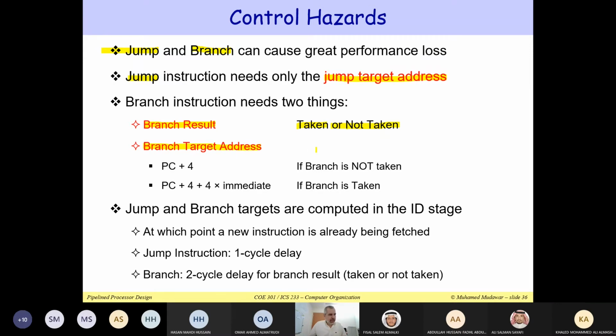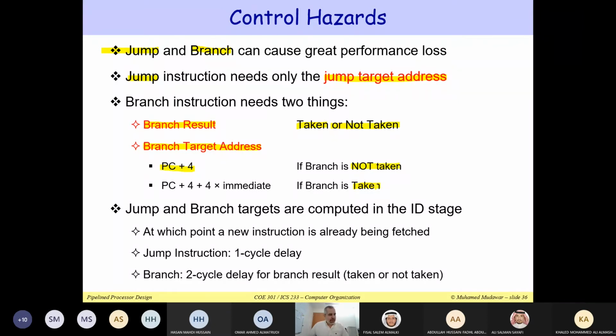We need the branch result, taken or not taken. And also I need the target address. I need to know where to branch in memory. That's the target address. If the branch is not taken, then we simply increment the PC. PC becomes PC plus 4. That's it. We go to the next instruction in memory. That's if the branch is not taken. On the other hand, it may be taken. This is why it's called a conditional branch.